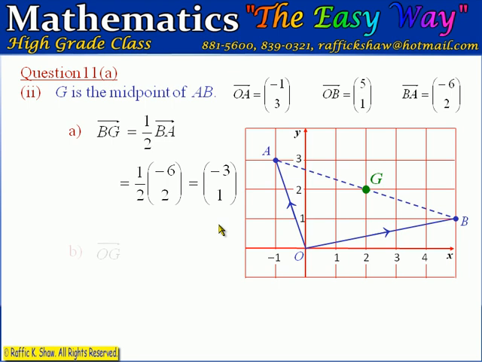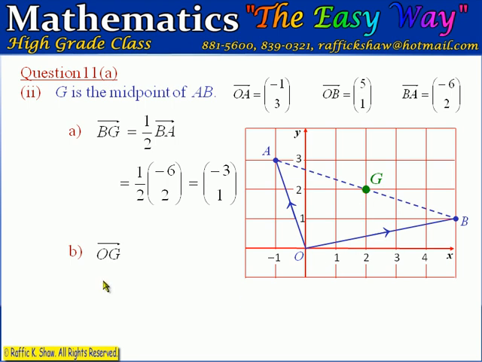And then we're required to find the vector OG. Now the vector OG is a position vector of G, and that is the vector that will take us from the origin to the point G, the vector straight here. The components for that vector would be 2 in the x direction and 2 units upwards. G clearly is located at the point (2, 2), so the vector OG will be (2, 2).